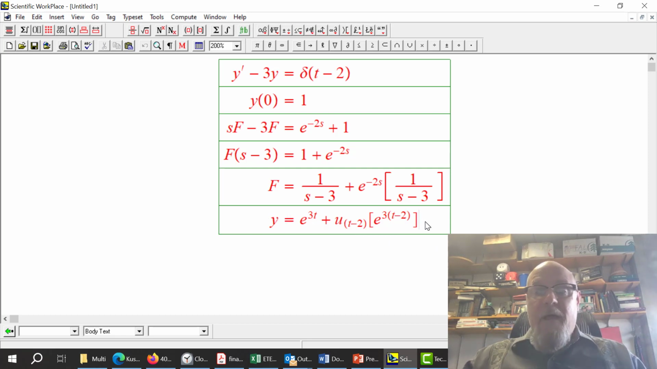And now I'm back in the time world. Let's check the initial condition. At 0, the step function's not turned on yet, so this whole piece is 0. E to the 0 is 1. Yeah, so y naught equals 1. At least we've matched the initial condition.